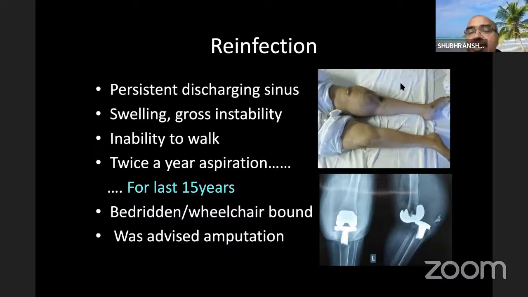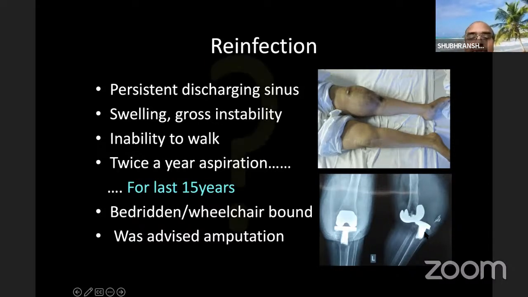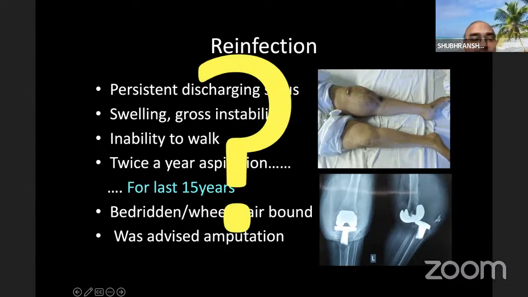This was the clinical status. There was a discharging sinus, and sometimes the discharge was coming. This is a ballooning of the knee joint. And these were the x-rays, with gross osteoporosis, a dislocated knee with osteomyelitis and reactions on the femur. That was the situation. So what to do? Any suggestions?